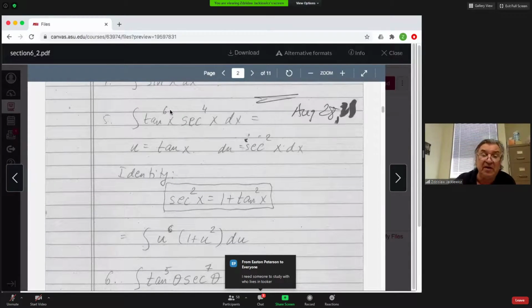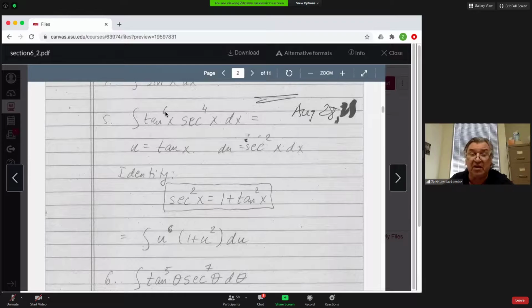Well, we would like to integrate. You see here you have tangent to even power, secant to even power. Those even powers are 6 and 4, but the technique will work for any even power here and even power here. So when you have tangent to even power, secant to even power, the substitution u equal tangent will work, as you will see in a moment.